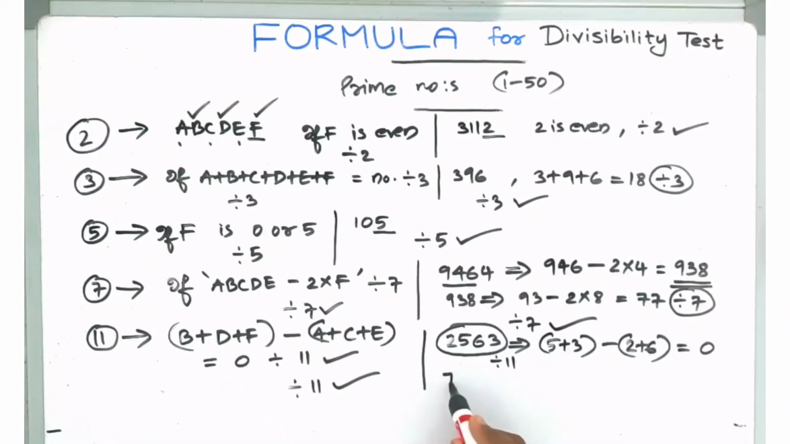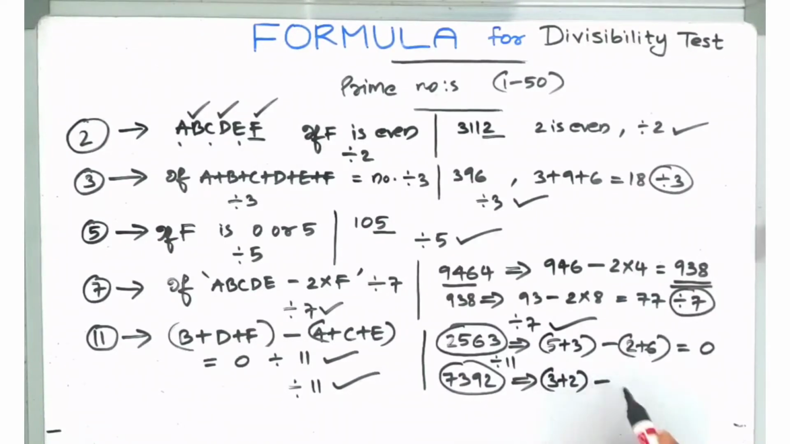For another example, 7392. In this case, you have to find 3 plus 2 minus 7 plus 9. So this answer will be minus 11, 5 minus 16, it is minus 11. So minus 11 is a number which is divisible by 11. So 7392 will be divisible by 11.